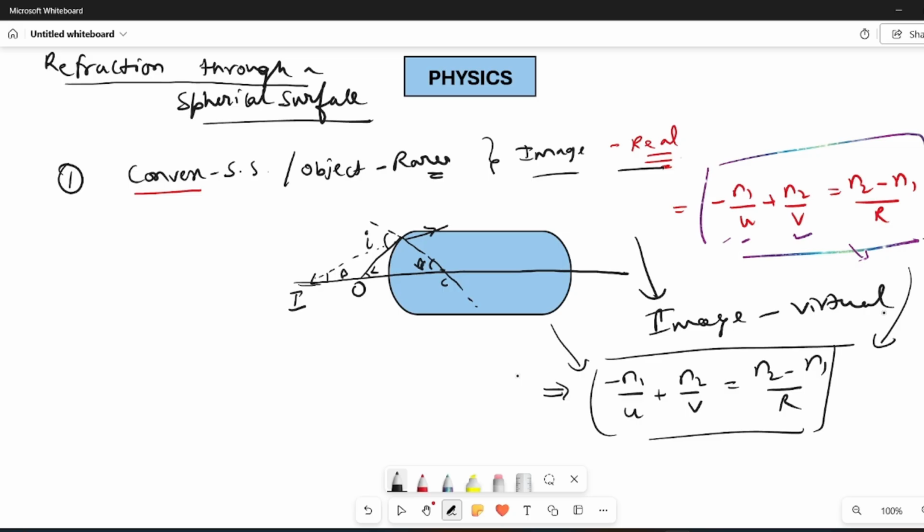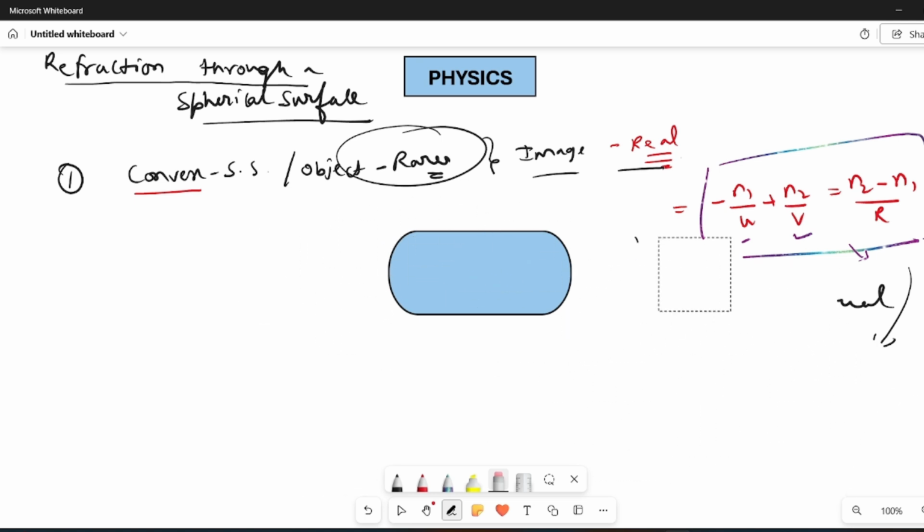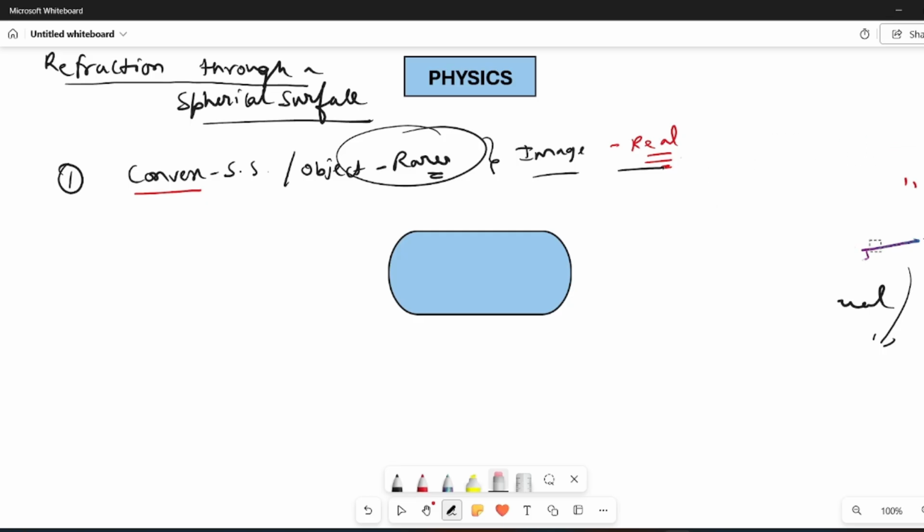To further investigate this concept, we are going to change the position of the object. In this situation, my object was in the rarer medium. To understand this concept in much more detail, we are now going to change the placement of the object. Let's see. Now, instead of putting my object in the rarer medium, we are going to put our object inside the denser medium. So let's see.